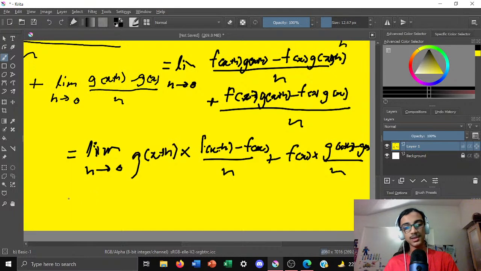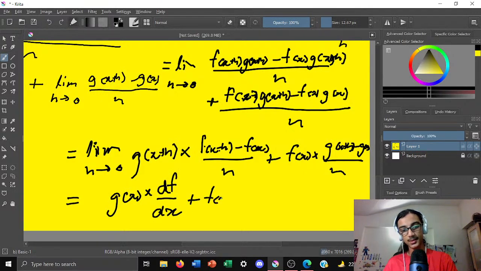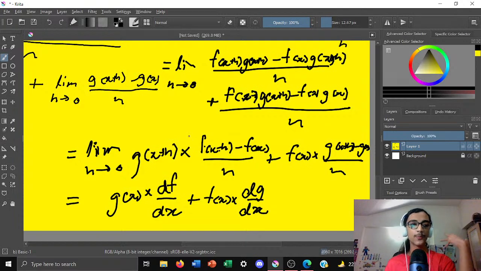So taking this limit, we can rewrite this entire thing as g of x times df dx plus f of x times dg dx. I just wrote it in a slightly different order, but this is the exact product rule, right? What we did was add and subtract the same fraction, and take things common to convert it into a form in terms of the derivative of f of x and the derivative of g of x. Sorry for multiplying instead of adding, I just made a mistake there.